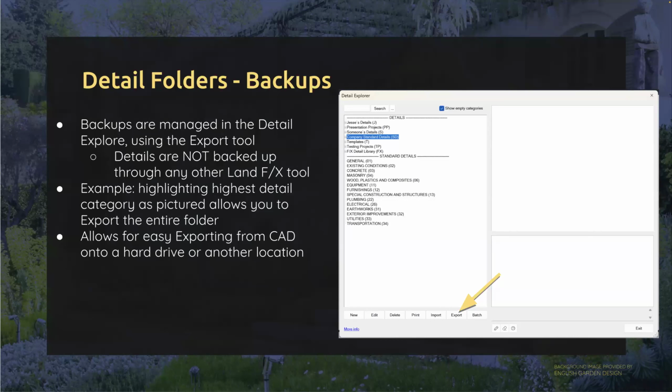Backing up your folders containing the actual detailed drawing files is as simple as highlighting the folder or category you want to back up and selecting the export button. In the example on this slide, highlighting the top detail folder and selecting export would export that entire library saved in that folder layout. The actual detailed drawing files are not automatically backed up through another tool or method like updating the plugins.